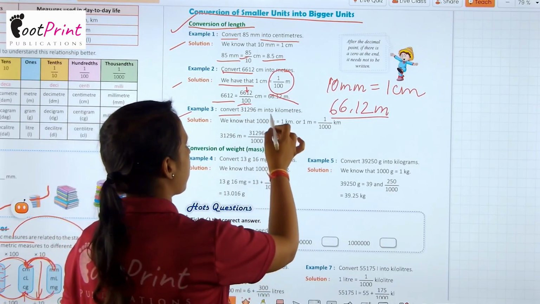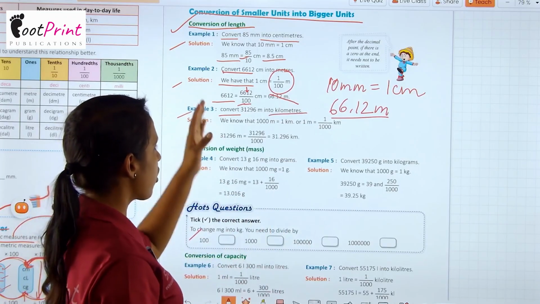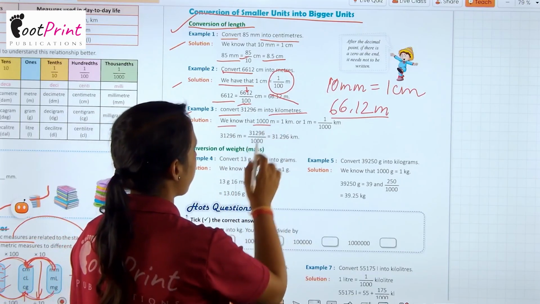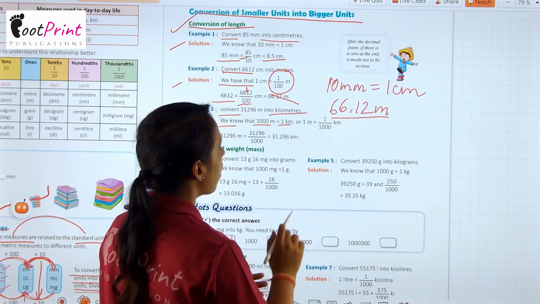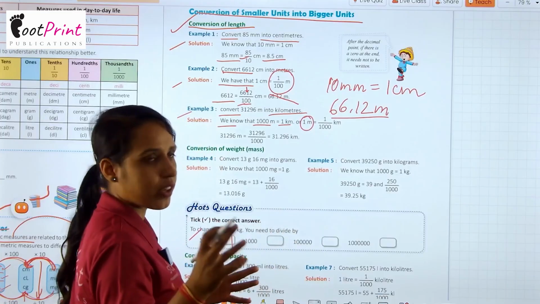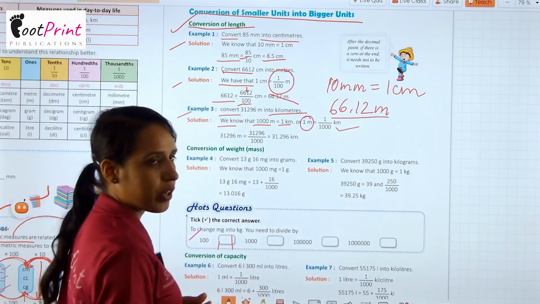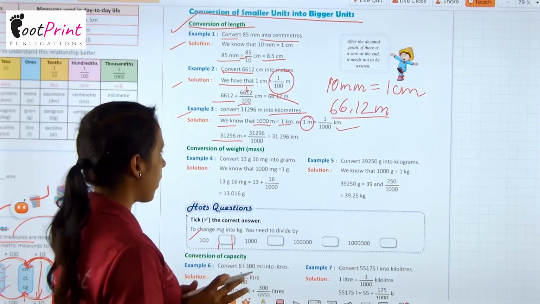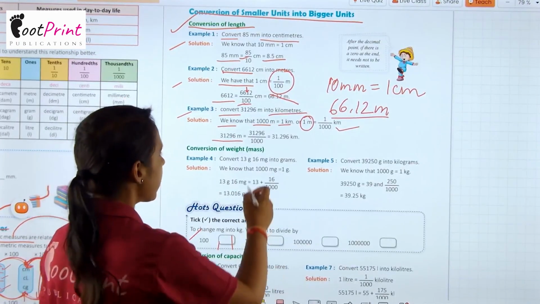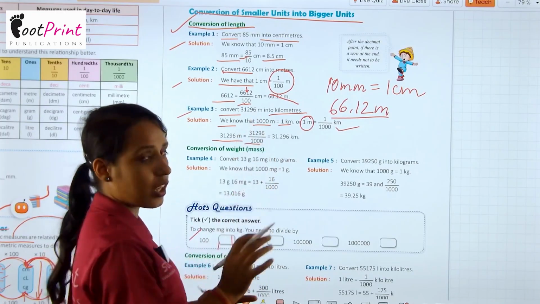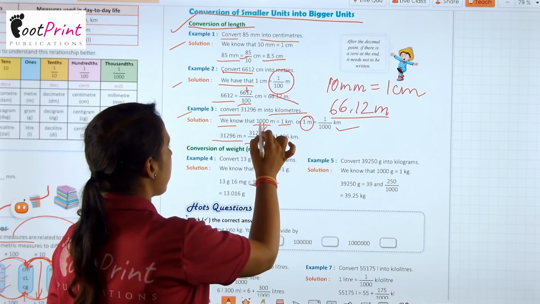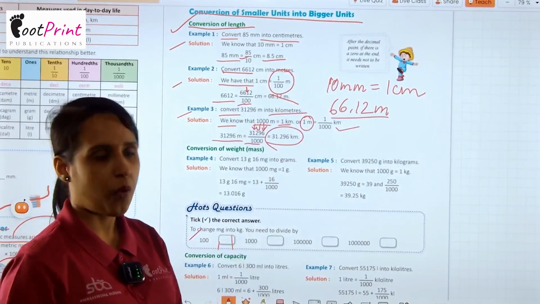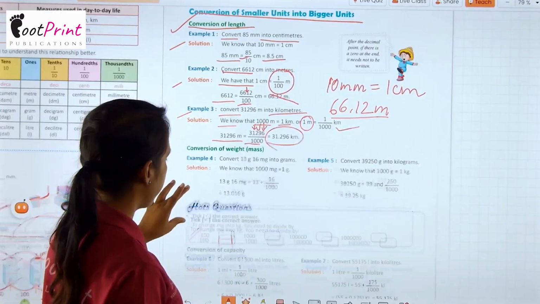Okay. The example number 3 here, convert 31,296 meter into kilometers. Means smaller unit to bigger unit, we have to divide it. We know that 1000 meter equals to 1 kilometer, or we can say that 1 meter equals to 1 upon 1000 kilometer. So here we have 31,296 meter. So we will divide it by 1000. Here we have 3 zeros, means we have to count out 3 places. So here we have 31.296 kilometer. Okay.